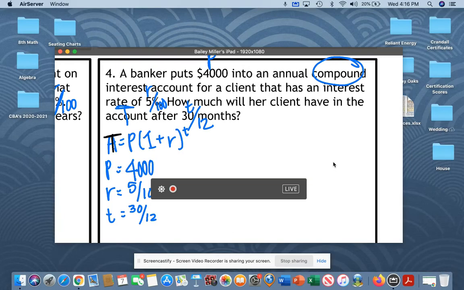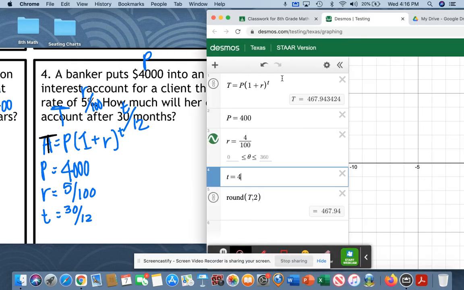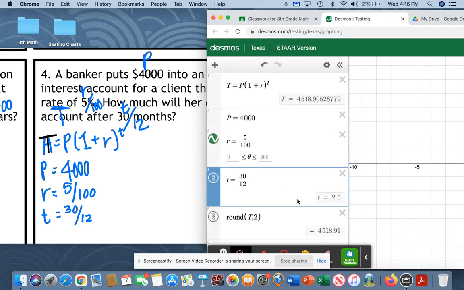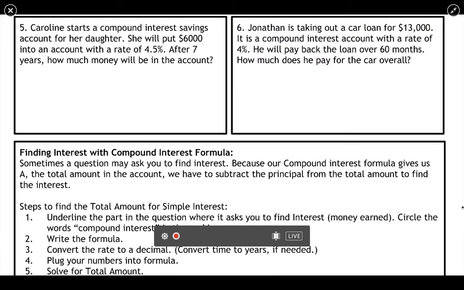Okay, let's plug her in. So we've got 4,000, 5 over 100, and 30 divided by 12. So 4,000... $4,518.91. Good job, guys. Look, we're making our way downtown.